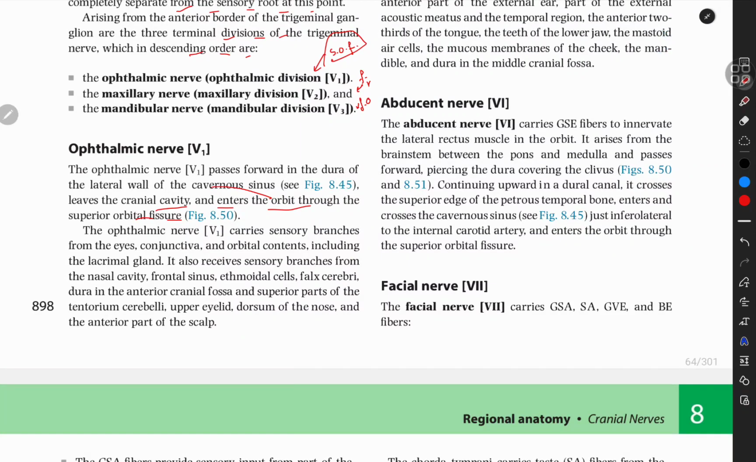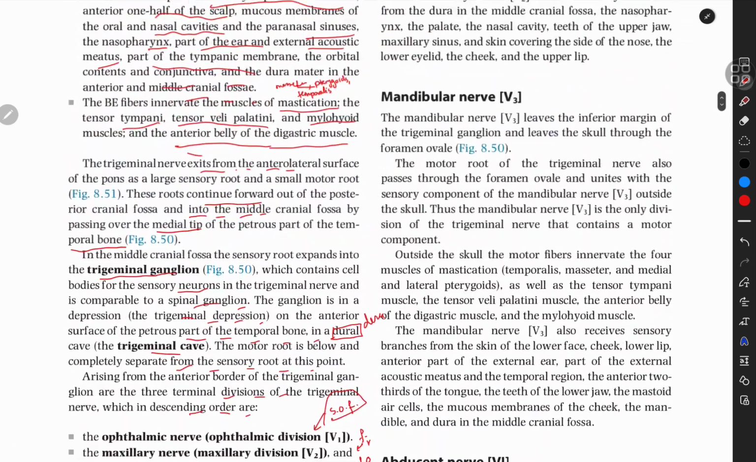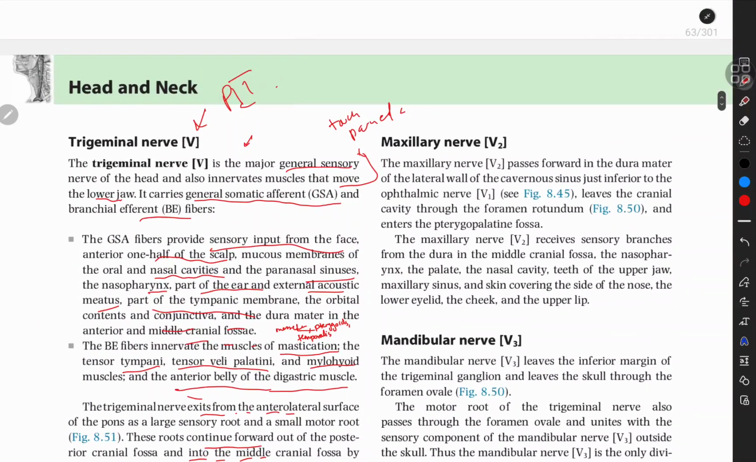The ophthalmic nerve carries sensory branches from the eyes, conjunctiva, orbital contents, including the lacrimal gland, and also receives sensory branches from the nasal cavity, frontal sinus, ethmoidal cells, falx cerebri, dura in the anterior cranial fossa, and the superior parts of the tentorium cerebelli, upper eyelid, dorsum of the nose, and anterior part of the scalp. Okay, ophthalmic nerve makes sense.